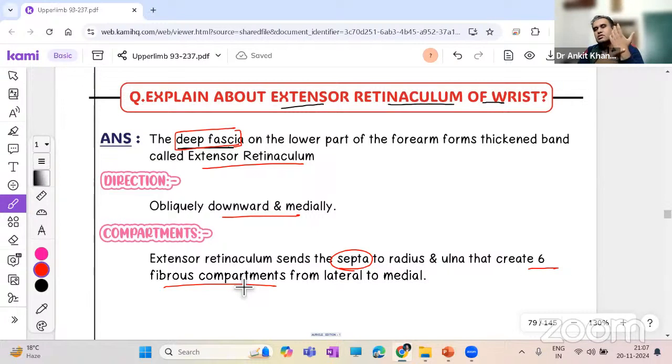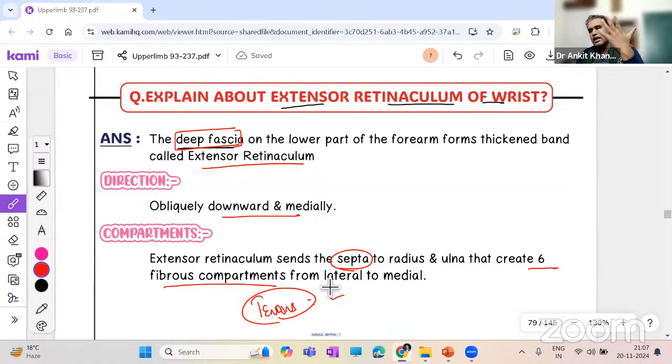So we have the bones, then overlapping the bones, we have the extensor retinaculum. If I show on the lateral side, imagine this is my extensor retinaculum. It will send septa towards the bone. These septa will divide this whole region into 6 different compartments, and through these compartments the muscle tendons will pass. So that we know what all the muscles lying over here are, whose tendons are passing into the dorsum of the hand.